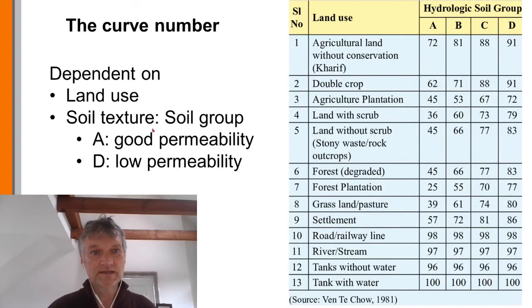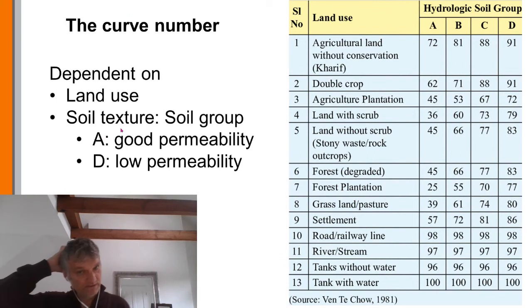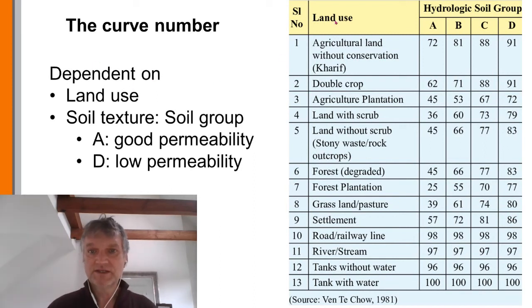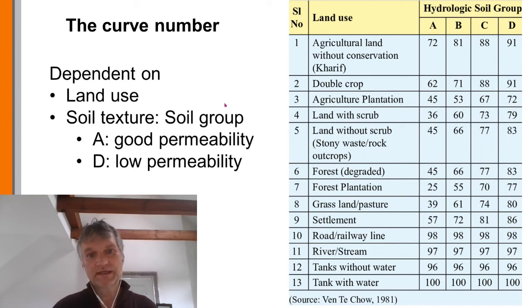So next what we need is, what is a curve number? And there they have a lot of tables to determine the curve number, a lot of parameters. So this curve number of course is dependent on the land use, which in this table is this row here. Here you can see the land use, crop, forest, whatever, grassland and so on. And on the other hand on the soil texture. And the soil texture is here. They distinguish 4 different kinds of soil groups, where A is a soil from its texture with a very good permeability, down to D, which has a very low permeability.